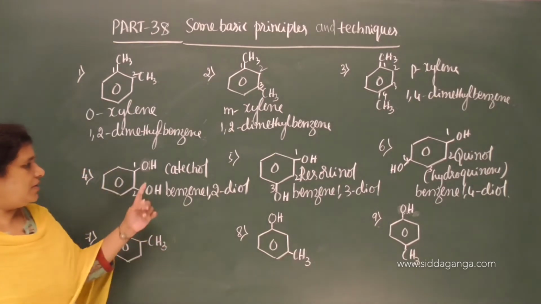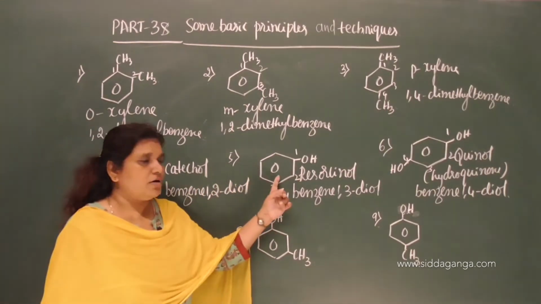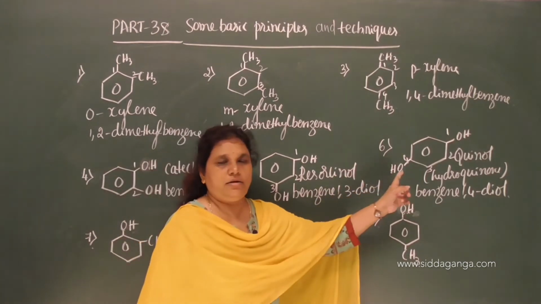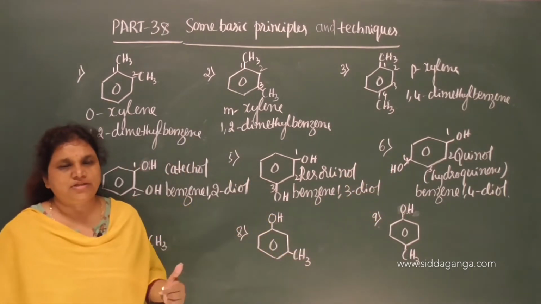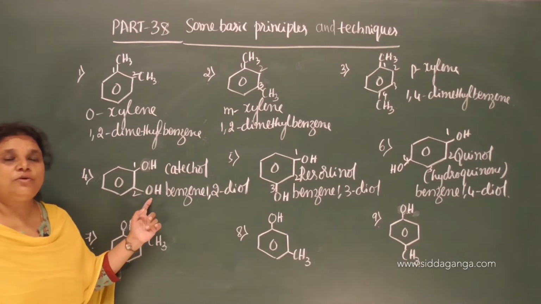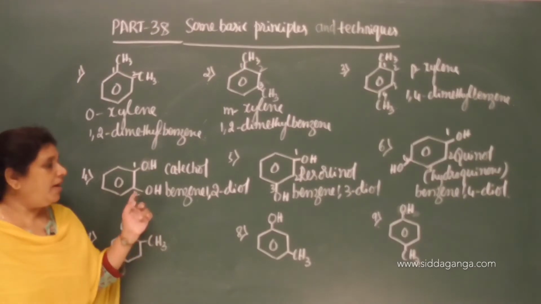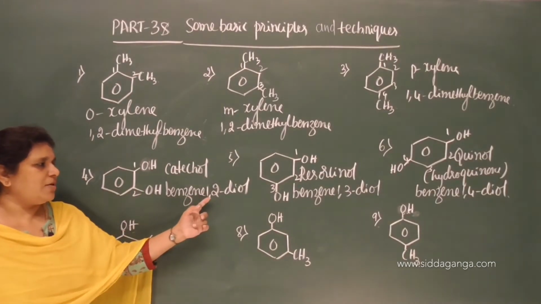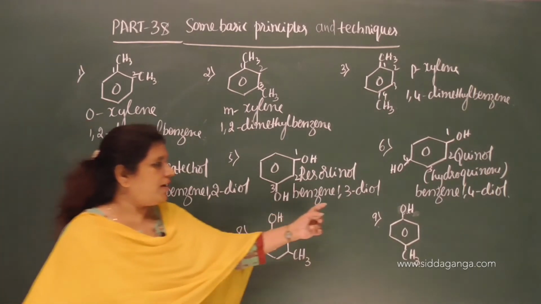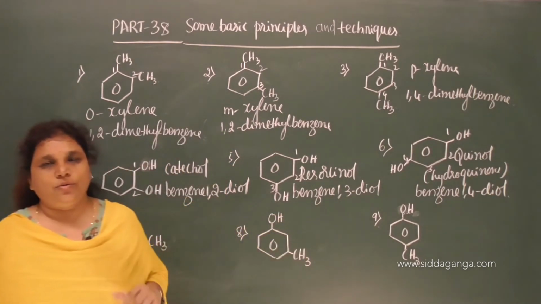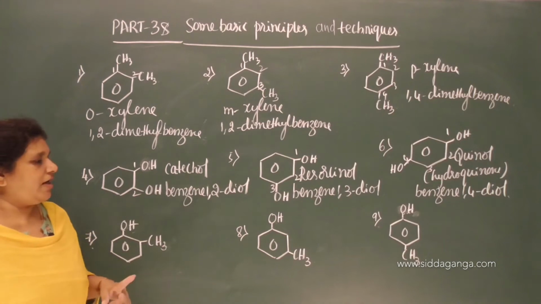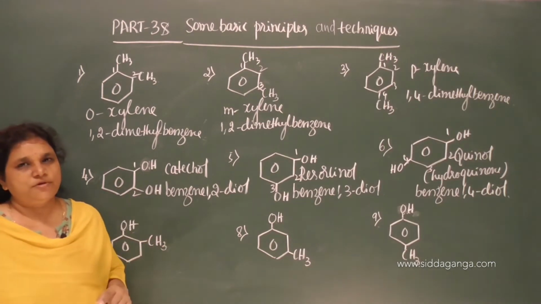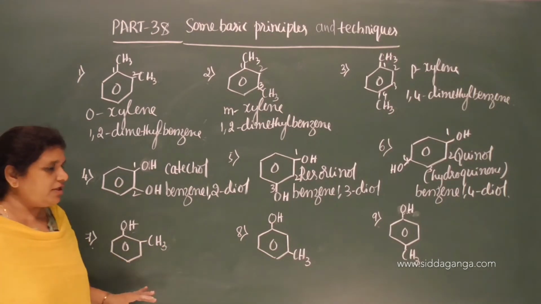Okay. So this is catechol, resorcinol and quinol. These are the common names for this two OH group substituted benzene. Depending on the position, you can say 1,2 diol, 1,3 diol, 1,4 diol. So 1,2, 1,3, 1,4 indicates ortho, meta, para positions. Now move on to this.